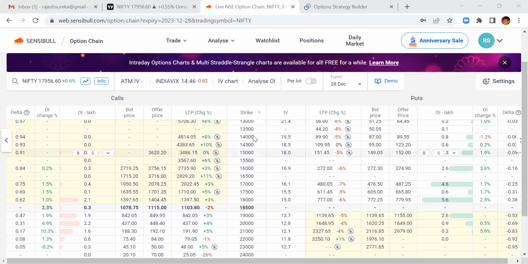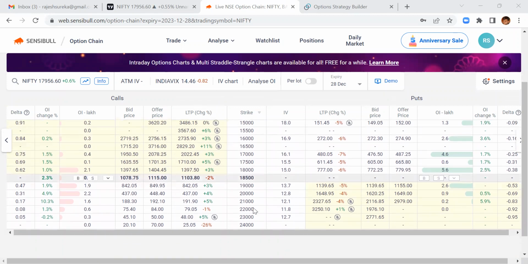So these are the different strike prices: 13,500, 14,000, 14,500. This is IV, volatility. We will talk about volatility later. This is the last traded price. Bid price, at what price there is a buyer; offer price, at what price there is a seller. Then OI is open interest, how many contracts are open, and what is the change in open interest. So this is for put. Similarly, this is for call.